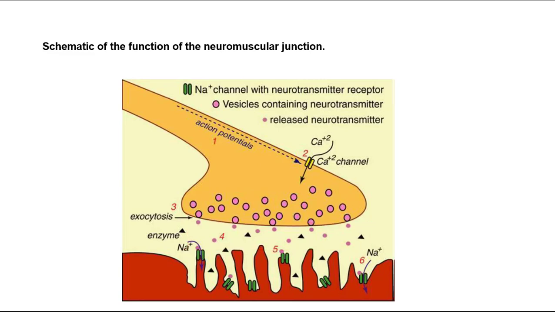For the neuromuscular junction, the role of calcium uptake is the same as for any synapse. However, the vesicles contain acetylcholine, and within the cleft of the neuromuscular junction, the enzyme acetylcholinesterase is present to rapidly convert acetylcholine into acetate and choline.